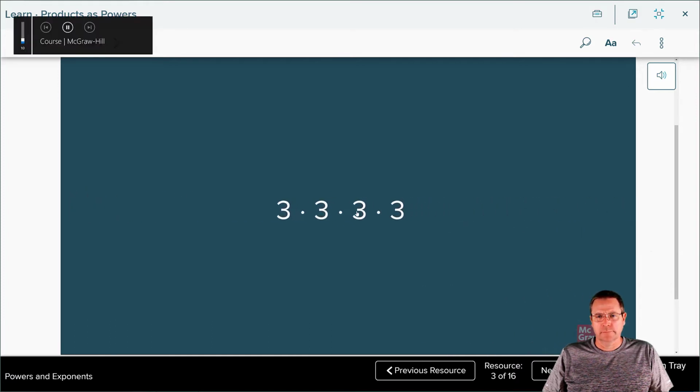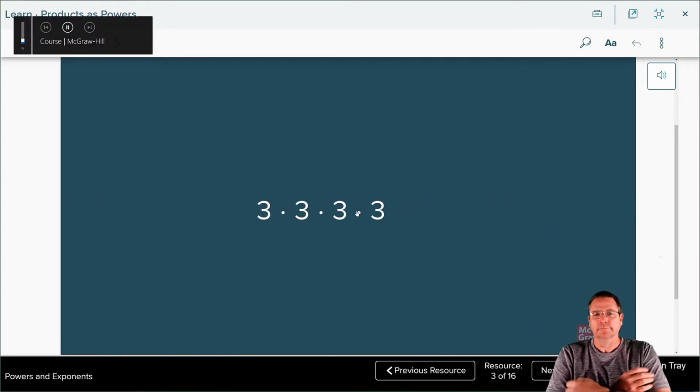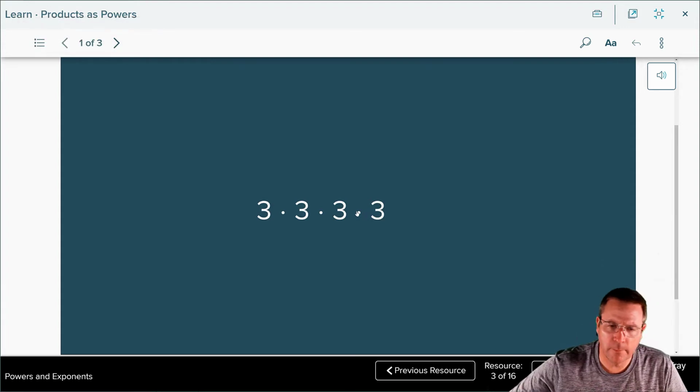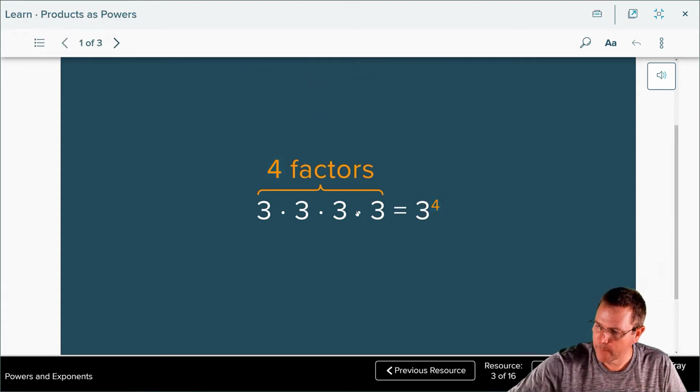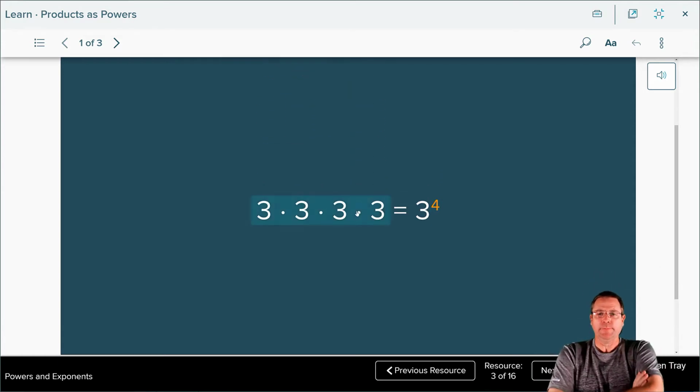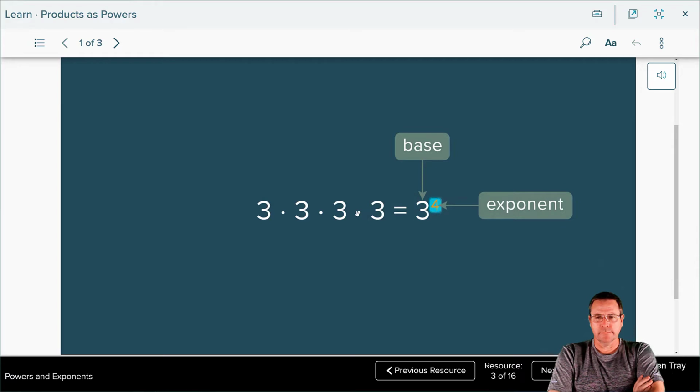To write the product of the repeated factor 3 as a power, express the number of times 3 is used as a factor as an exponent. The expression written as a power is 3 to the 4th power, or 3 to the 4th. The base is the common factor that is being multiplied. The exponent tells how many times the base is used as a factor.